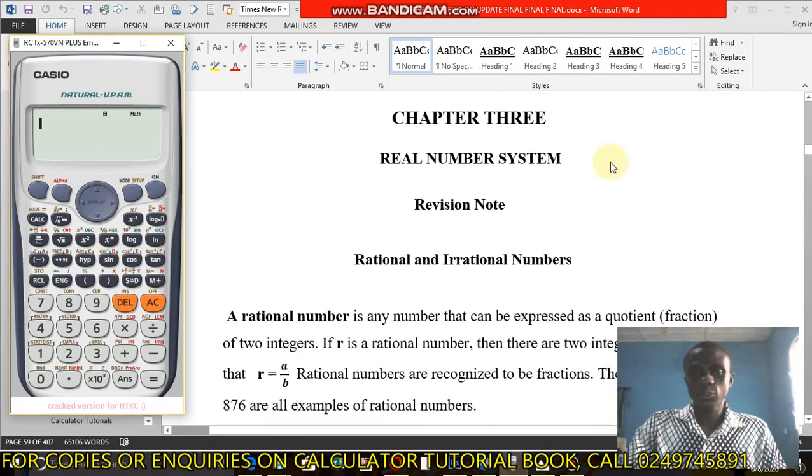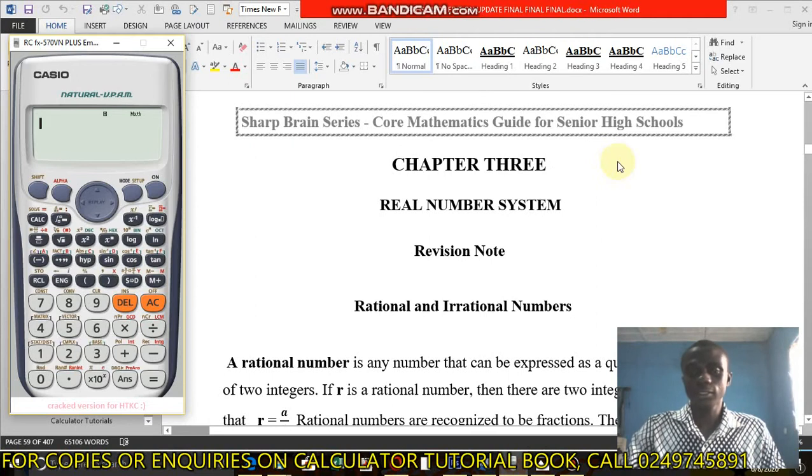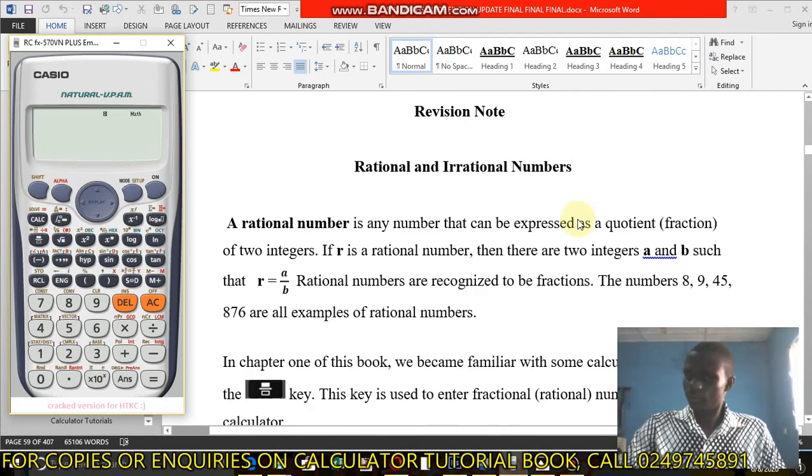Okay. Now, so this is chapter 3 in the book, but we want to begin with that one first because it has all other topics based on real number system. So, we want to begin with real number system tutorials.